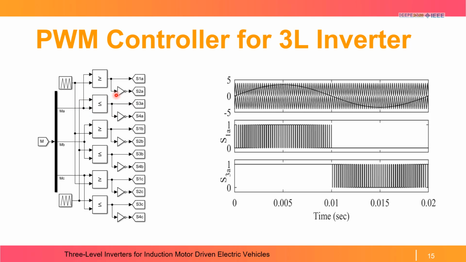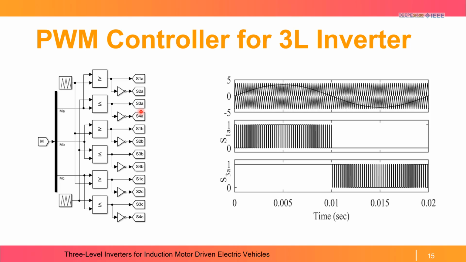In the second section, the phase A modulating wave is compared with the lower carrier wave. When the carrier wave is lower than the modulating wave, it generates a high signal, which is shown here, and when it is higher than the carrier wave, it generates a low signal. The switching sequence generated for the S3 switch is complemented with a NOT gate to generate the switching sequence for the S4 switch.